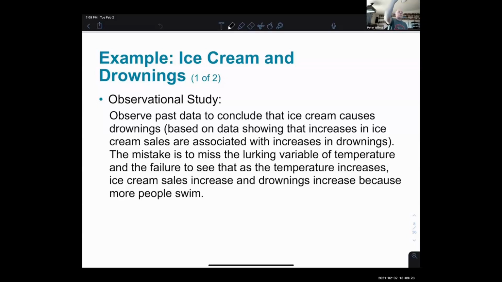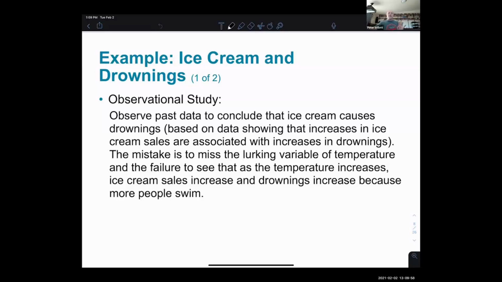So they're saying that this was something pursued, but they're pointing out that there's a mistake here. The mistake is to miss the lurking variable of temperature and the failure to see that as temperature increases, ice cream sales increase and drownings increase because more people go swimming when it gets hotter. So right off the bat, this isn't the simplest example to begin with. That's why I was discussing this a second ago.